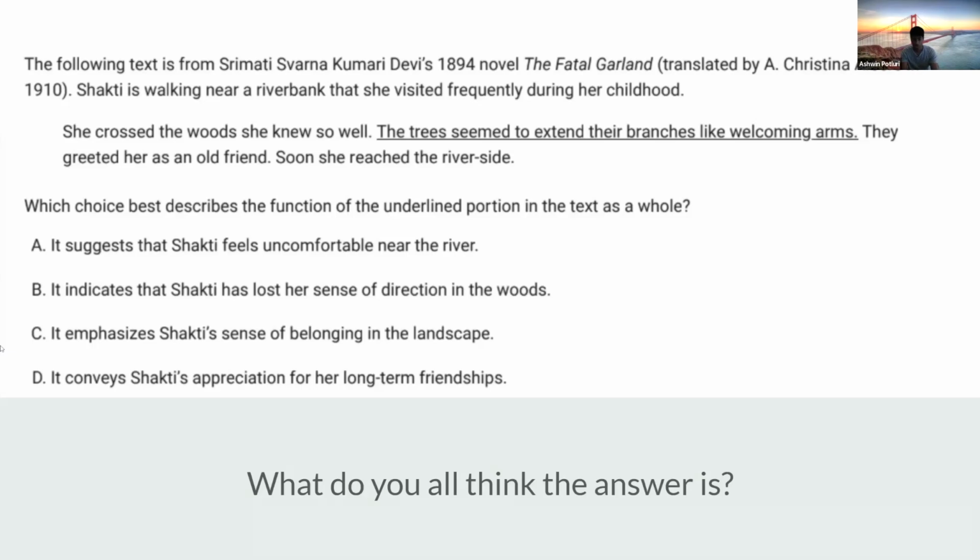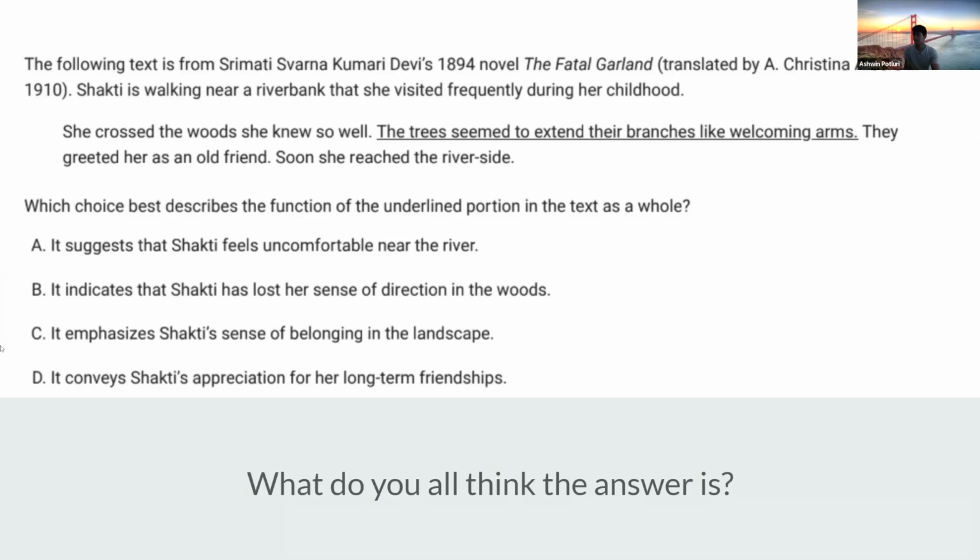She crossed the woods she knew so well. The trees seemed to extend their branches like welcoming arms. They greeted her as an old friend. Nowhere in this sentence does it mention that she feels like she has lost her sense of direction in the woods. In fact, the only mention of it is she crossed the woods she knew so well, which implies that she does have a very good sense of direction. She knows where she is. So B is one of those answer choices that is completely wrong, A and B.